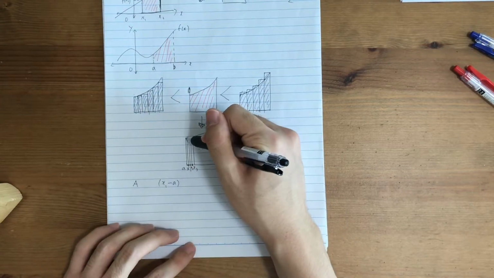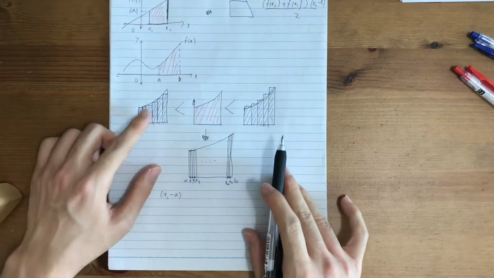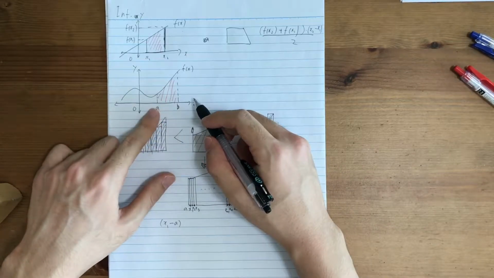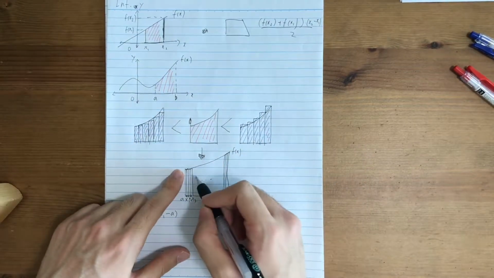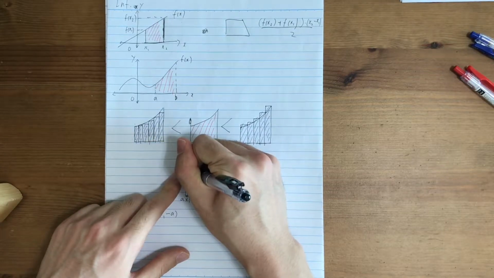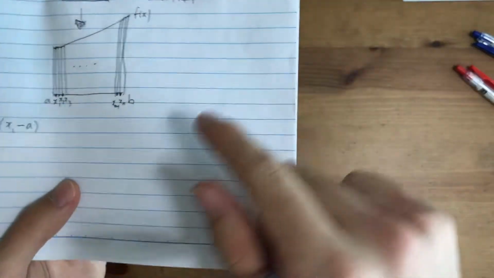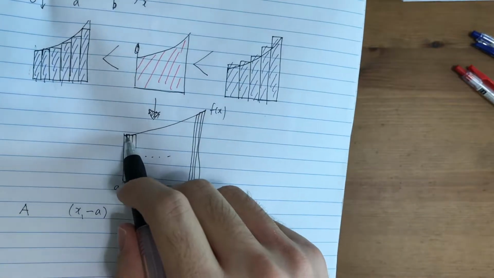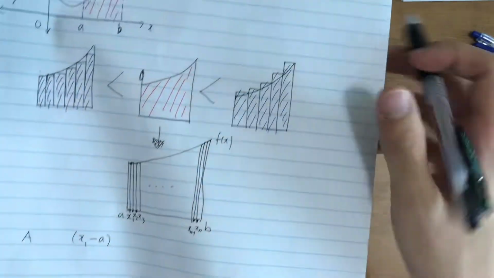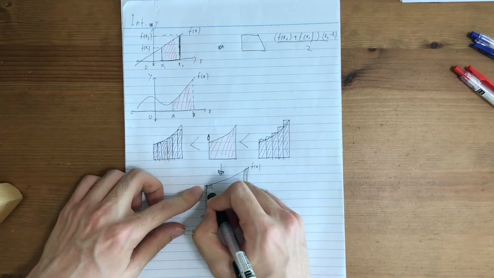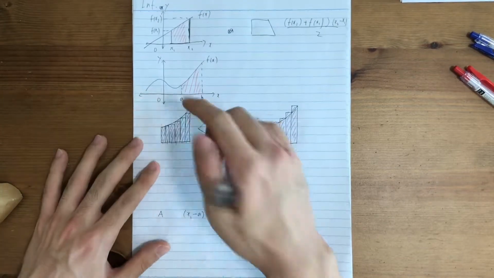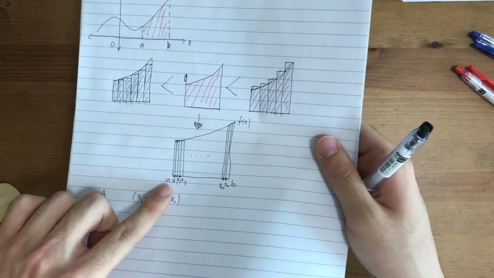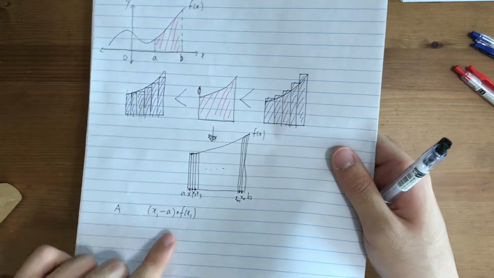Now what about the length? Note that this function is f(x), right? So if the input is x1 here, then the length here will be f(x1), because that's the value of the function. So that means the area of the first rectangle will look like that.